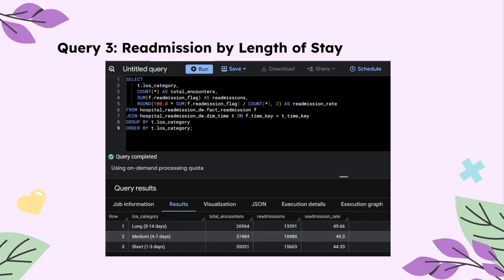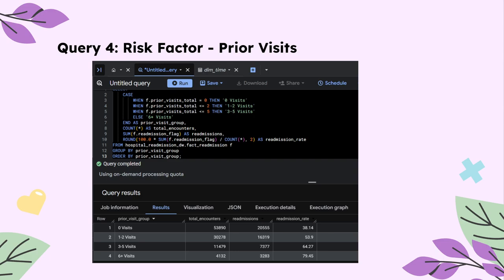Then we got readmission by length of stay, just to see how long people were readmitting after their stay, depending on how long they stayed, which wasn't that big in disparity: long was 49.6, medium 49.3, and then 44.3 for short. For prior visits, one of the risk factors that we wanted to analyze was, depending on their length of stay, how likely are they to come back.